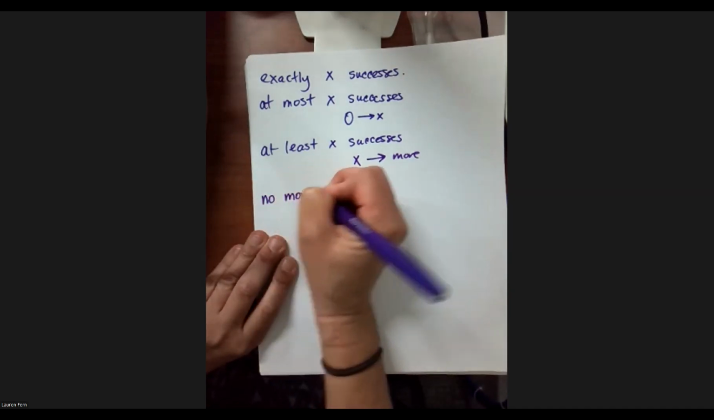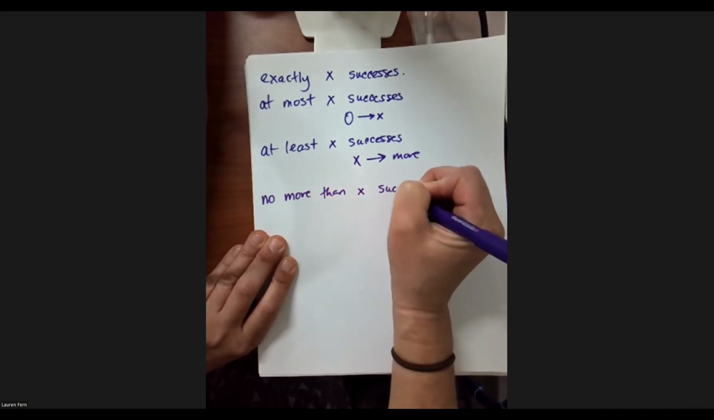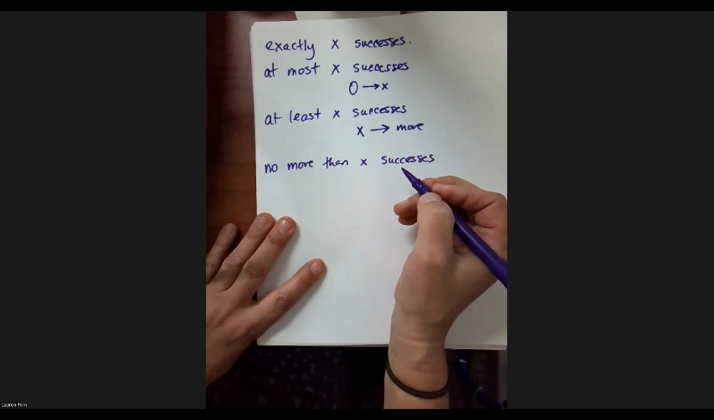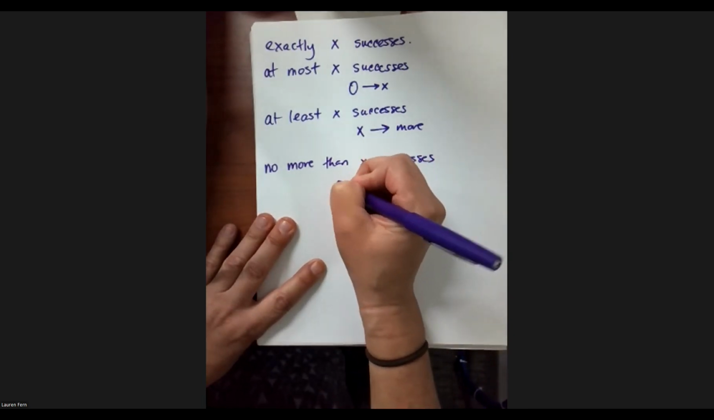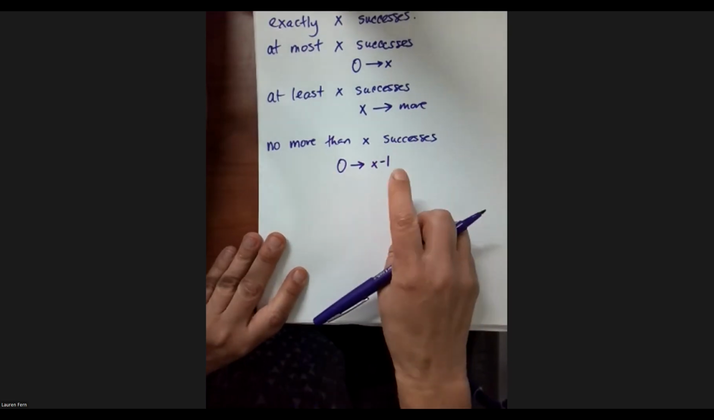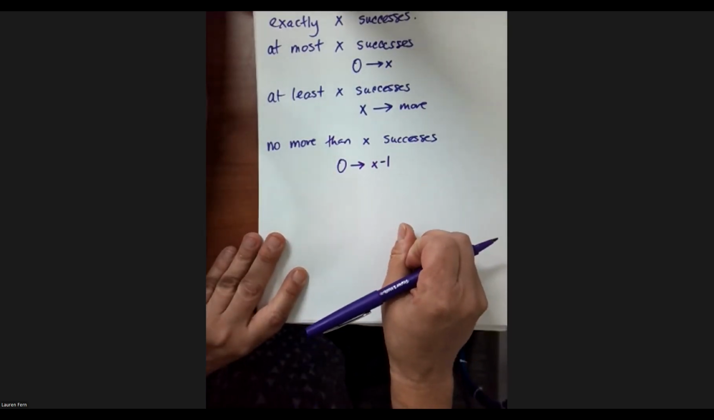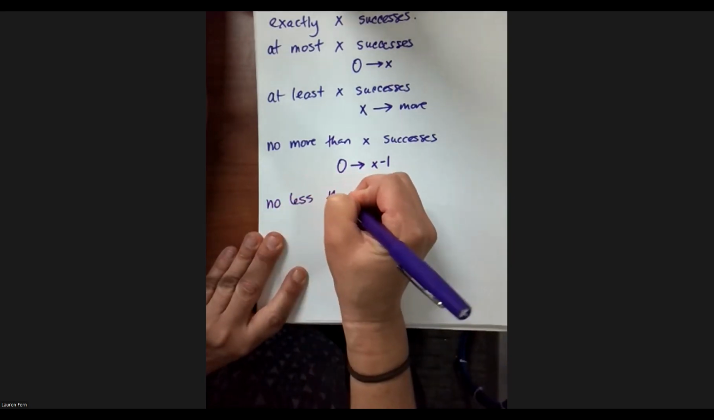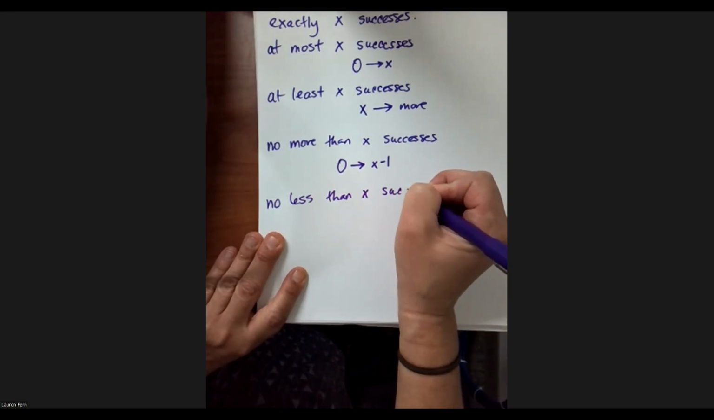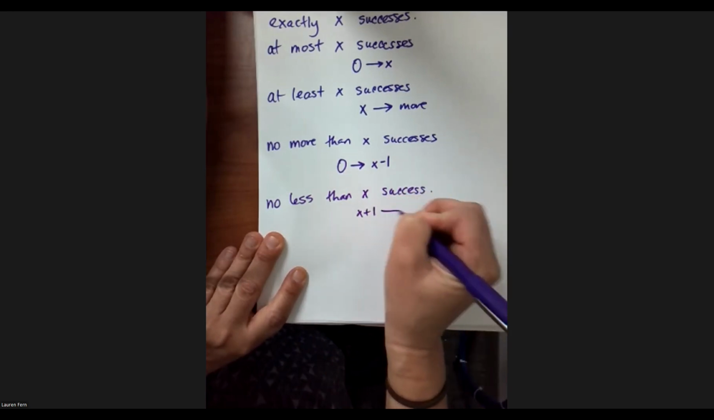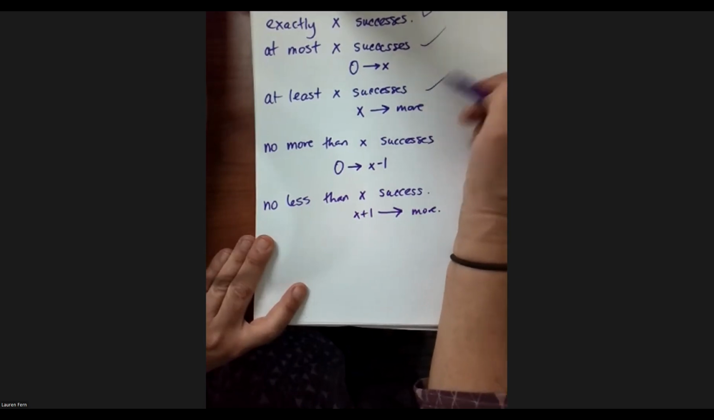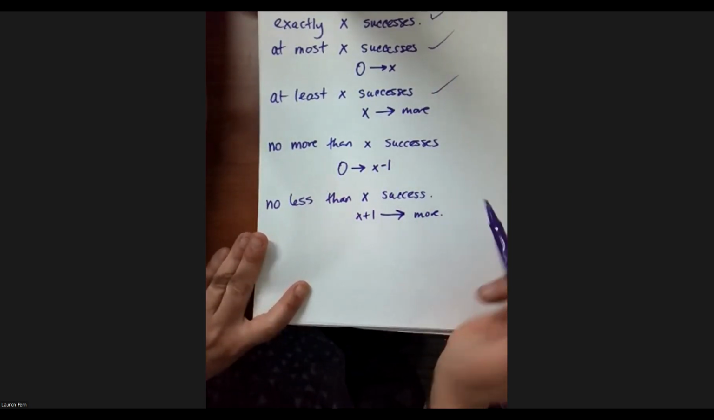I could have no more than X successes. And that I claim has me go from zero to one less than X, because I'm not counting X here. And finally, no less than X successes means X plus one onward. I pretty much stick to these three on tests. You're going to see these in your online homework.